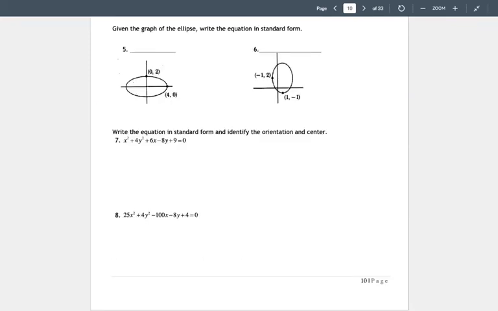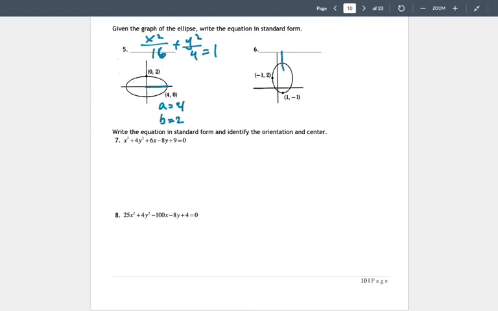All right, let's do another one. On this one, I know it's a horizontal one, and I know that this is my A value, so A equals 4, B equals 2. My center's at (0, 0), so it's going to be x squared over that 4 squared, so 16, because it's horizontal, that's where the A goes. And then y squared over 4 equals 1.